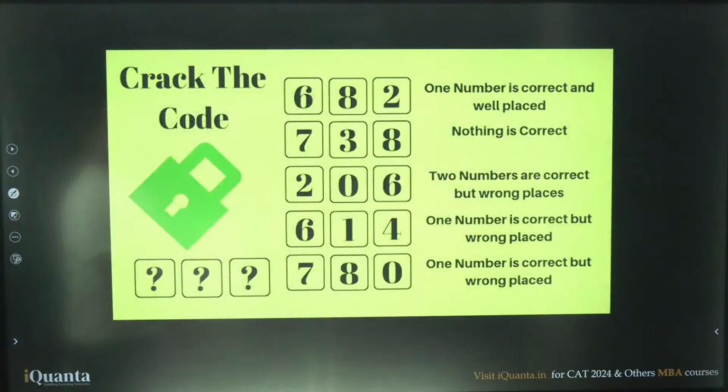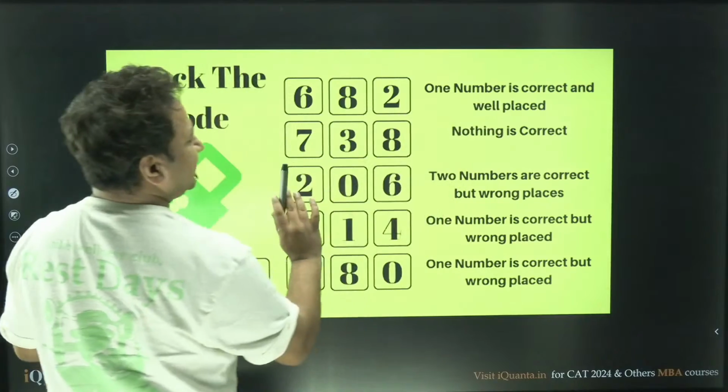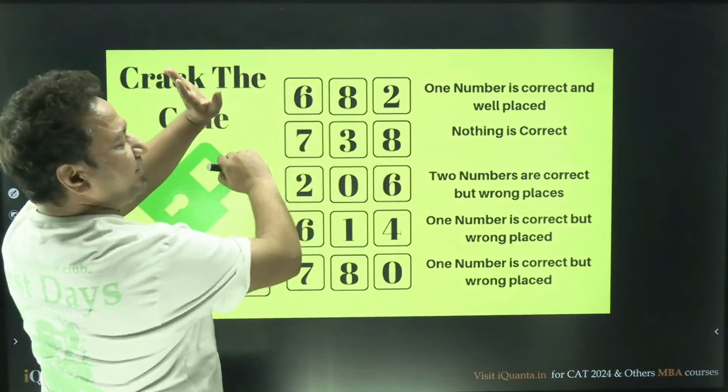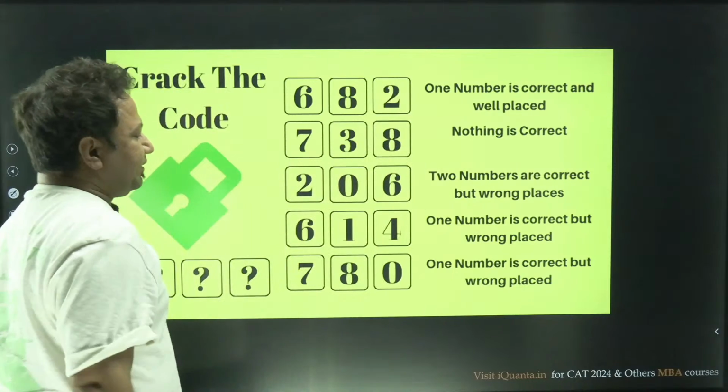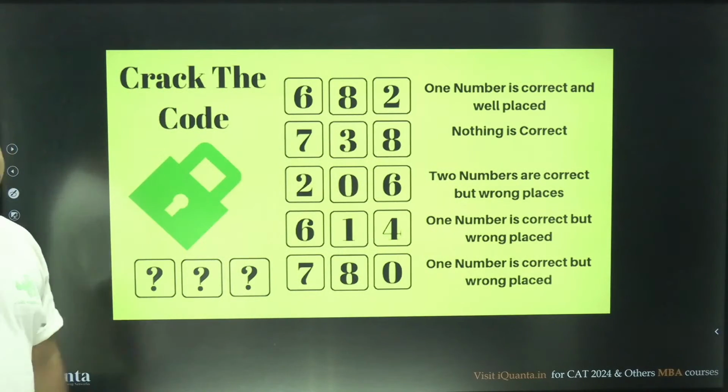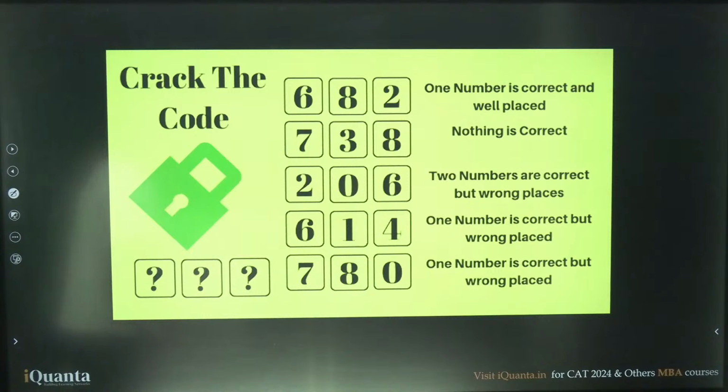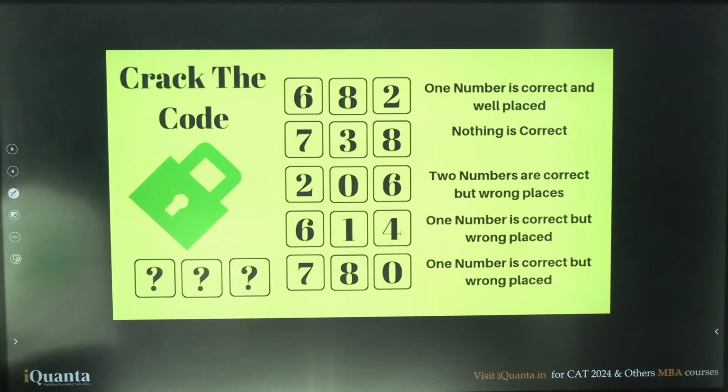Coming to the next one, crack the code. So let's say you are a person who loves numbers. There are certain clues given to you. 682, it says one number is right and well placed. Any one of these is correct and is also in the right place. Nothing is right. So we have 5 clues over here and you tell me what will be the correct sequence. You have got a minute for that. Nice questions, isn't it? 1 minute for this one. Priya says cannot be determined.